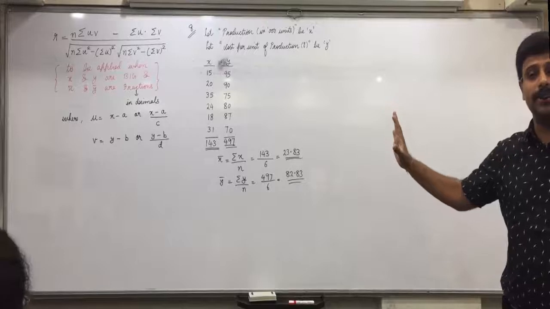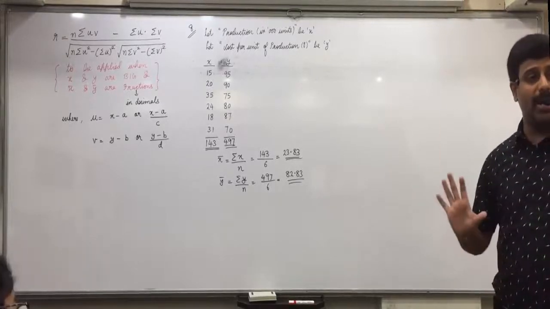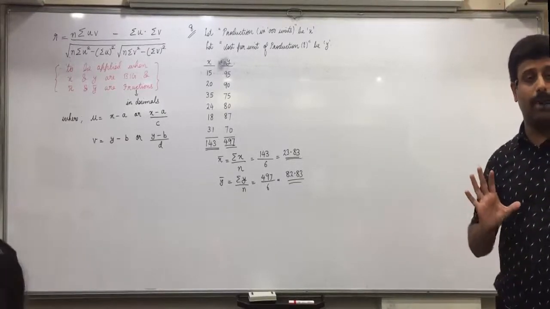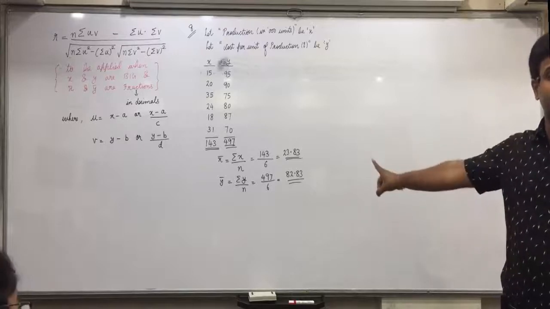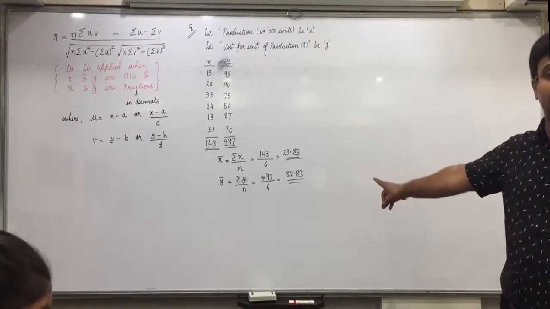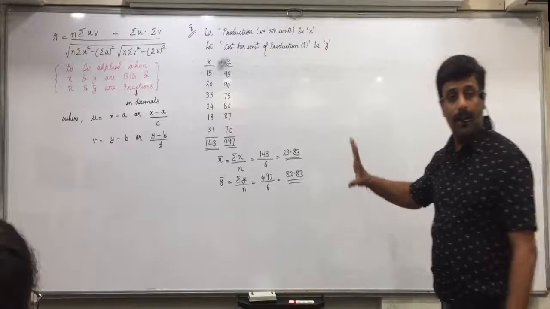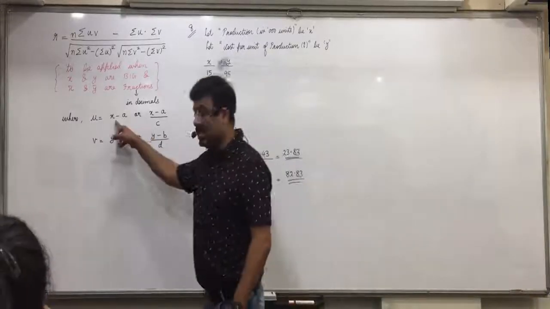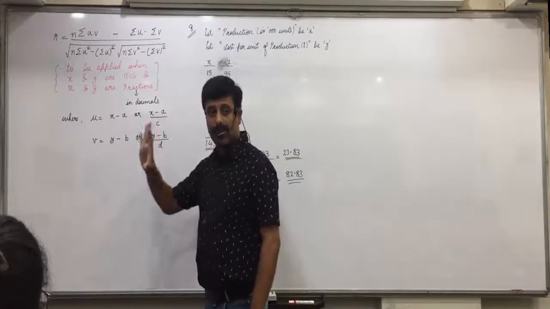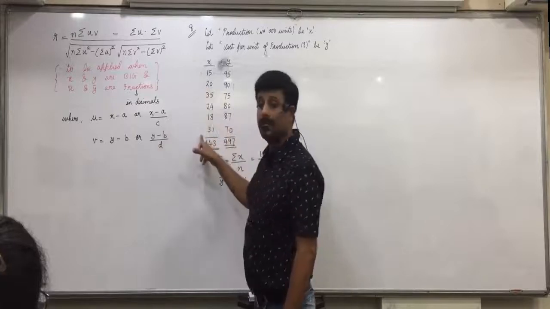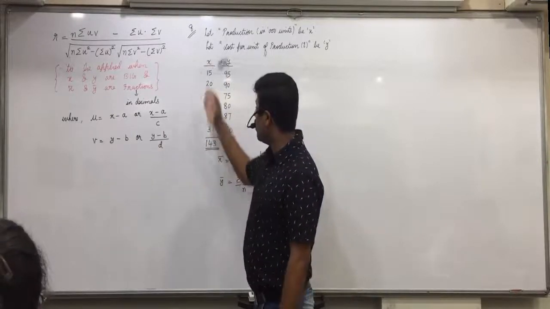Any confusion in this? Now, how to obtain U and V, understand it. First of all, is everything clear up till here? Raise your hand who is still writing up till here. First of all, will we do X minus A or X minus A upon C? Do you find any common factor? No, there is no common factor.